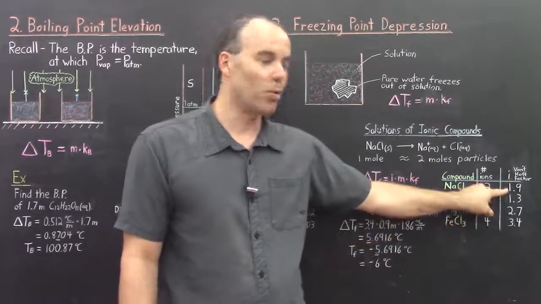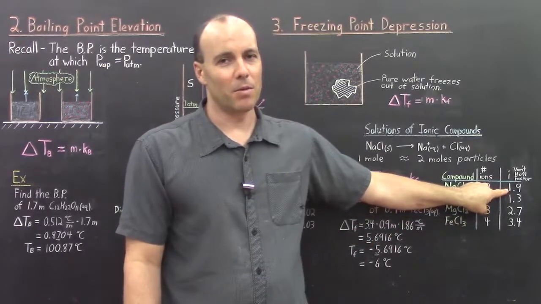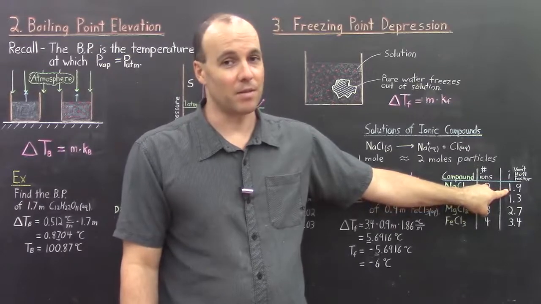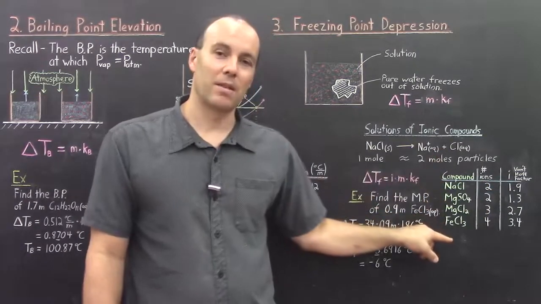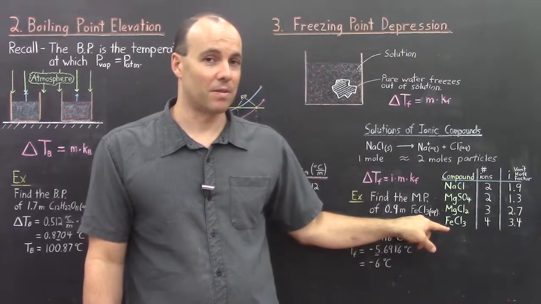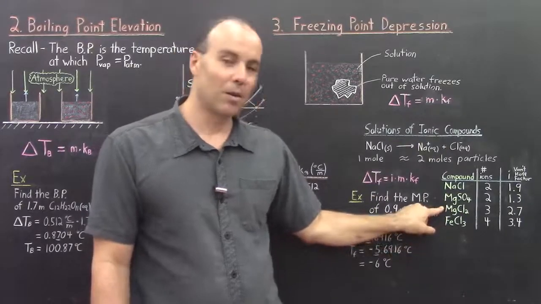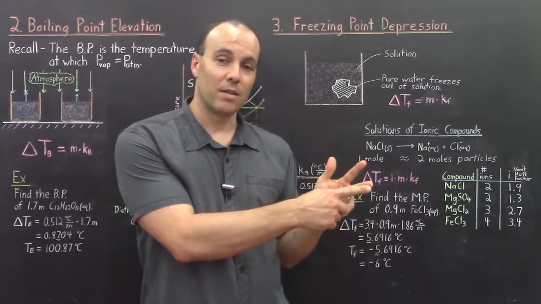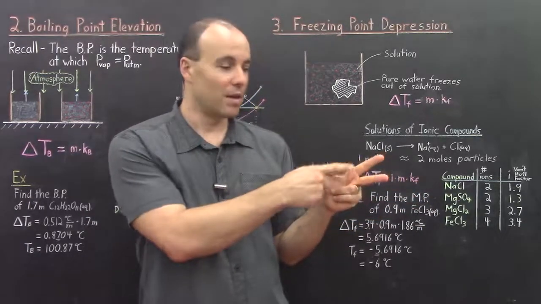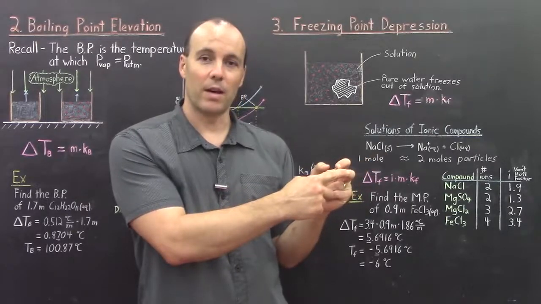It's closer to 1.9. And this number over here is called the Van't Hoff factor for sodium chloride. And all ionic compounds have their own Van't Hoff factors. For instance, magnesium chloride should dissociate into 3 ions, your magnesium 2+ and your 2 chloride ions.